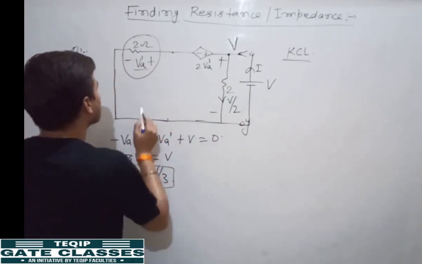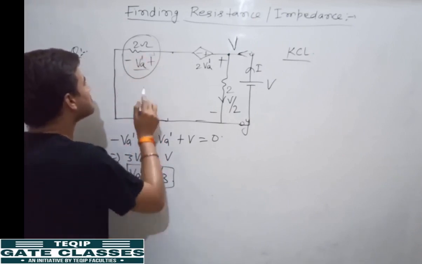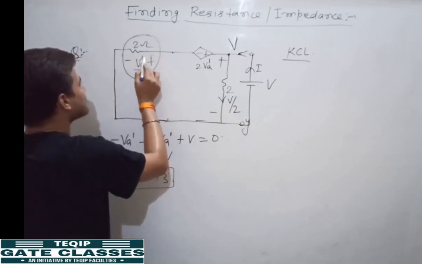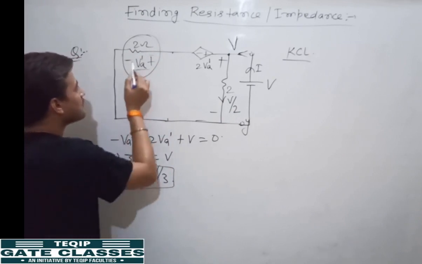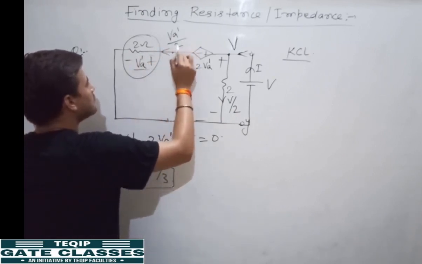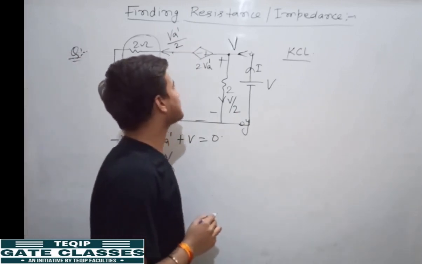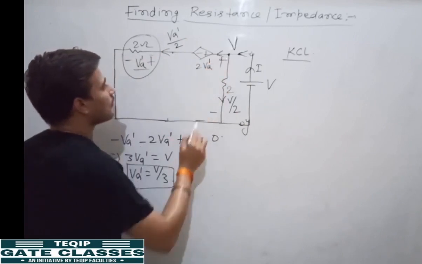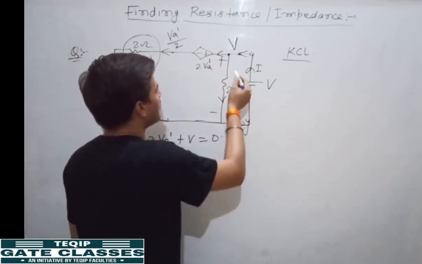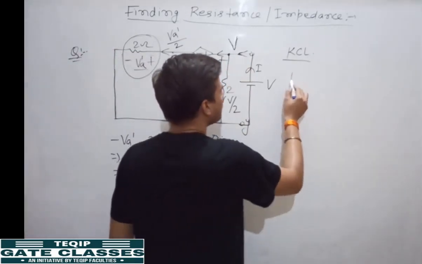Now you will be confused about what the value of this current will be. See, this is the voltage drop VA dash, and a 2 ohm resistor is there. That means the current through this 2 ohm resistor will be VA dash divided by 2. So we got all these three currents. Here 2 are outgoing branches, 1 is incoming. So incoming will be equal to outgoing.